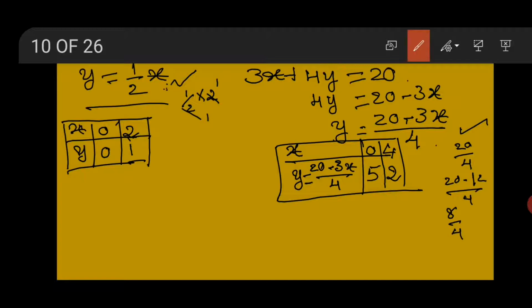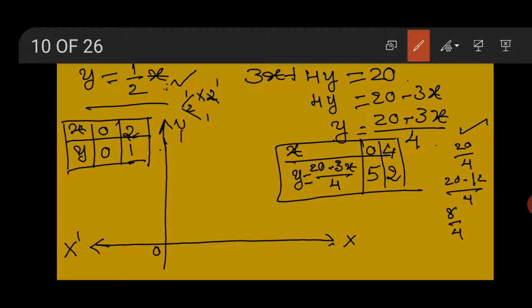Okay. Now, x'ox is this, y'oy is this. Now 1, 2, 3, 4, 5 and so on here, and here also 1, 2, 3, 4, 5 and so on. This is minus 1, minus 2. Here also this is minus 1. It is enough.